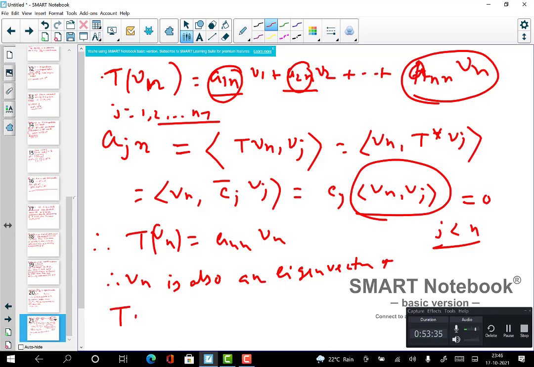So this is the induction hypothesis. You choose up to n minus 1, which is true, and then you show that the nth position is also true. That tells you that on a complex inner product space, an operator T is normal if and only if we have an orthonormal basis which consists of eigenvectors of T. This is a version of the diagonalization theorem. Okay, maybe I will stop here today.